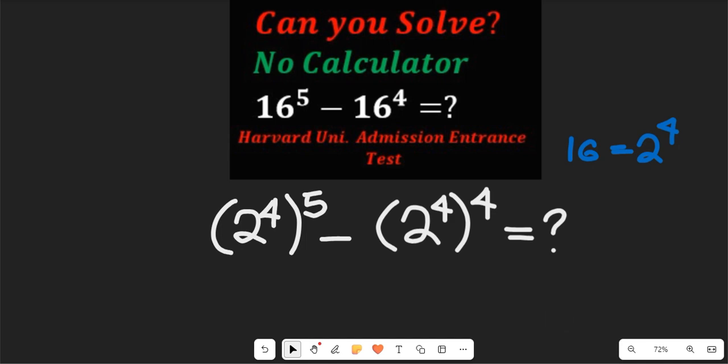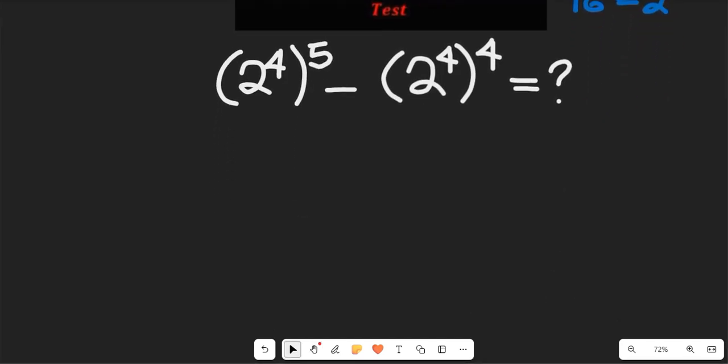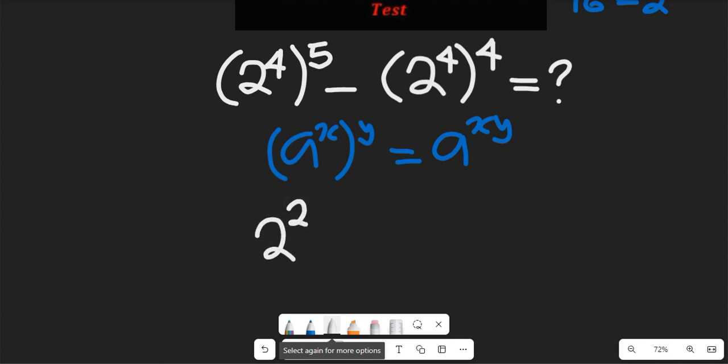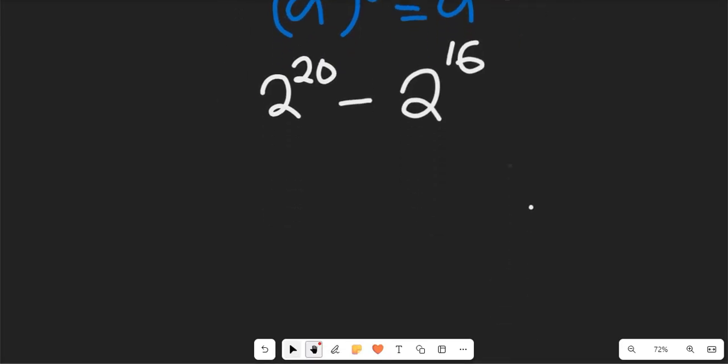Next, I'm going to simplify the index. Remember, according to the law of indices, if you have a to the power of x multiplying y, this can simply be equal to a to the power of xy, because the indices will have to multiply. So if we express it that way, then 4 times 5 will give us 20. We'll have 2 to the power of 20 on this side minus 2 to the power of 16. Great. So what do we do next? We'll have to simplify further.